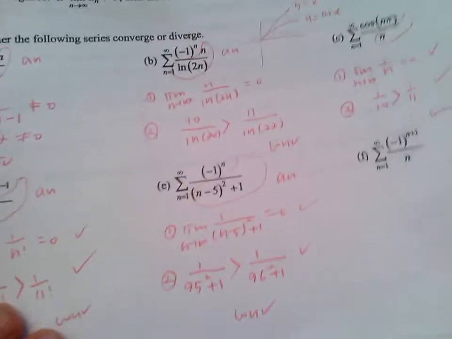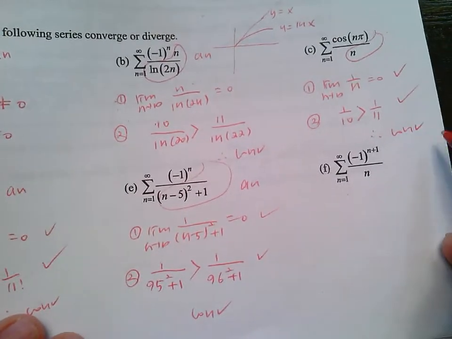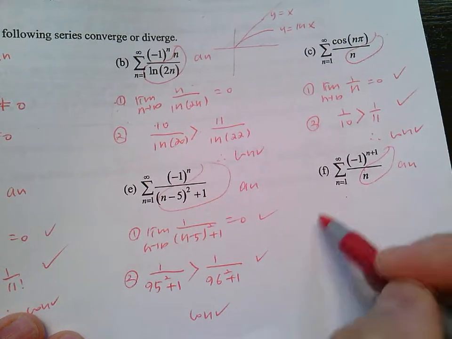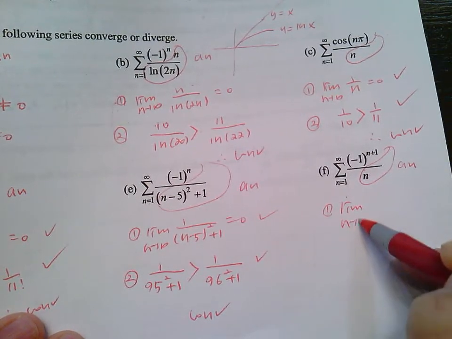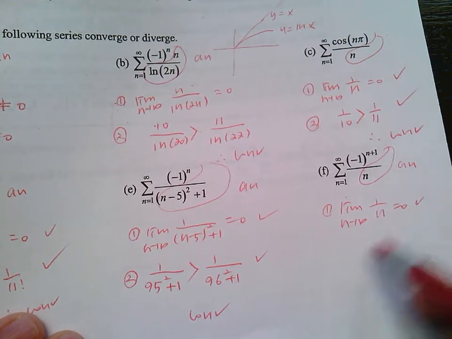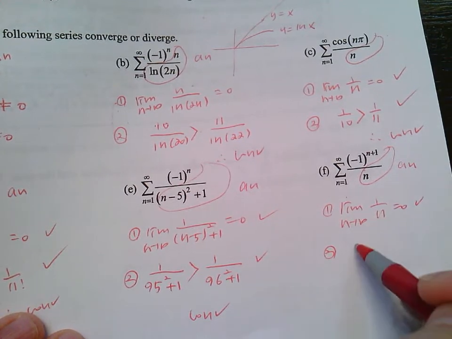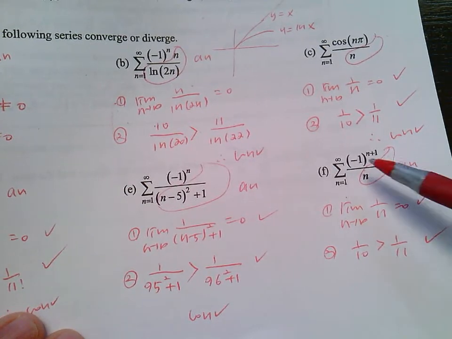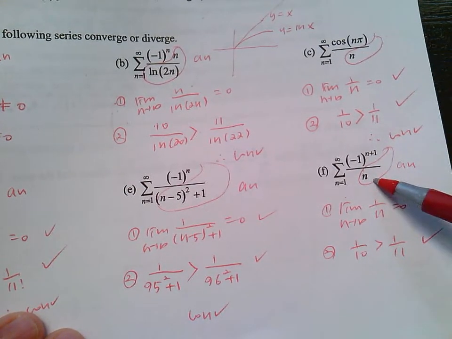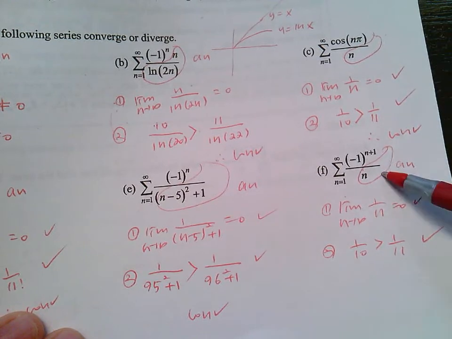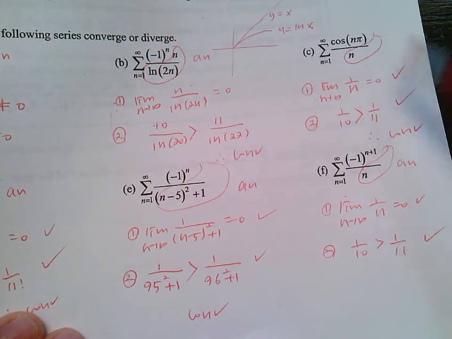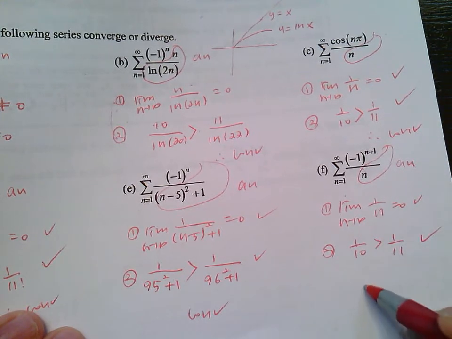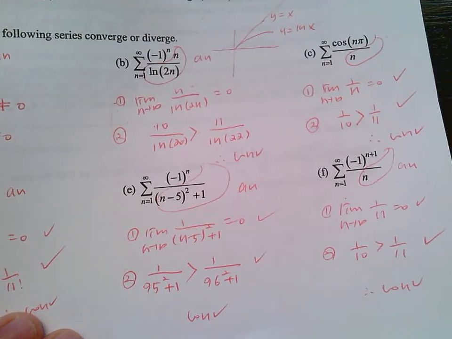All right, now the last one, F. Isn't it kind of like the same as C? This is my a sub n. Now, the limit as n approaches infinity of 1 over n, is it 0? Yes. Pick two consecutive terms, 1 over 10 is greater than 1 over 11, so yes. It looked different, C and F, but basically isn't it the same, except for the sign? It goes negative, positive, and this one goes positive, negative, right? So this one also converges.